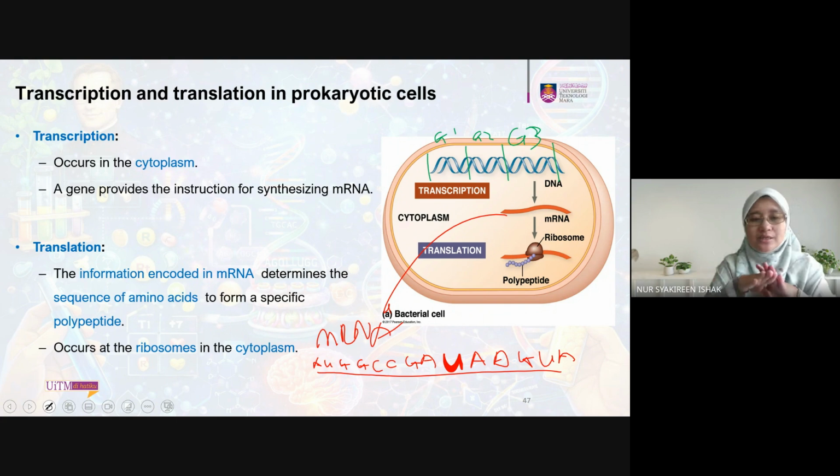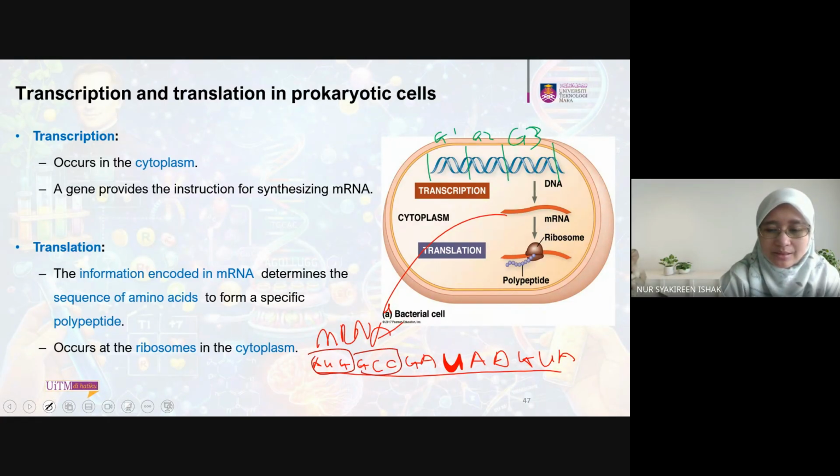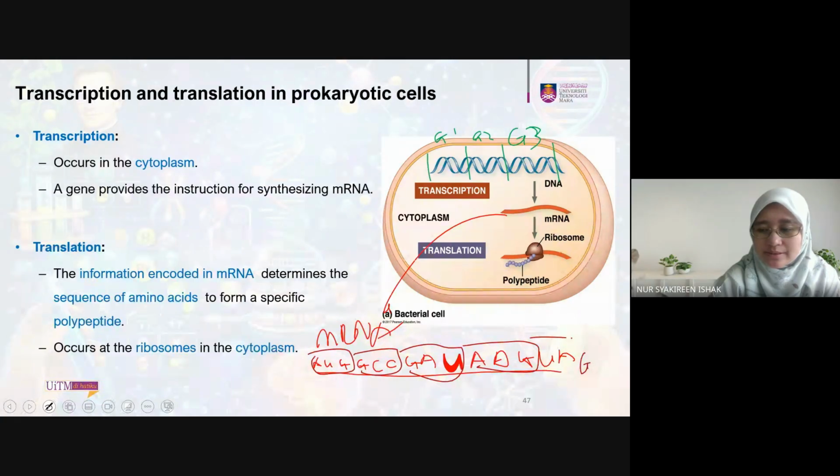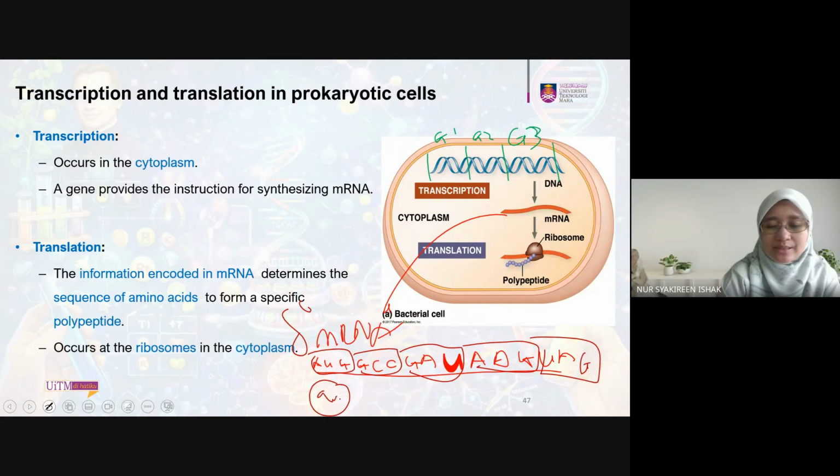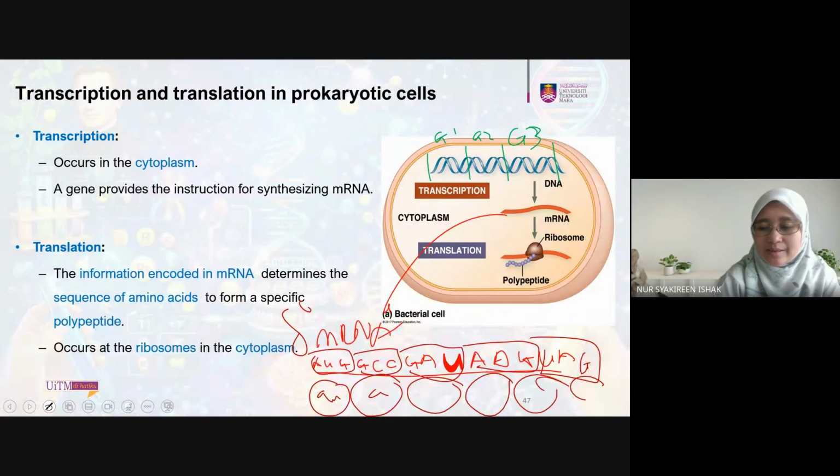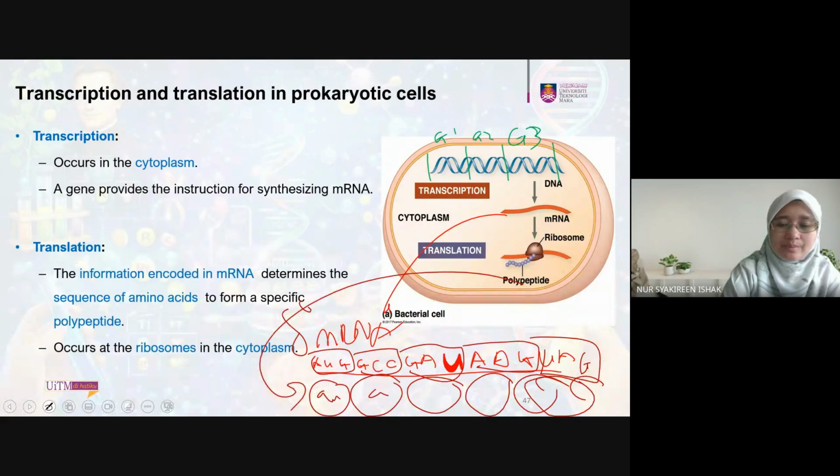These are the codes on the mRNA that will be read as codons. Every three bases we call a codon. Every three bases, the specific tRNA will come and add the first amino acid, and then the second amino acid, and then the next ones, according to the codons. This produces a polypeptide chain according to the code on the mRNA.